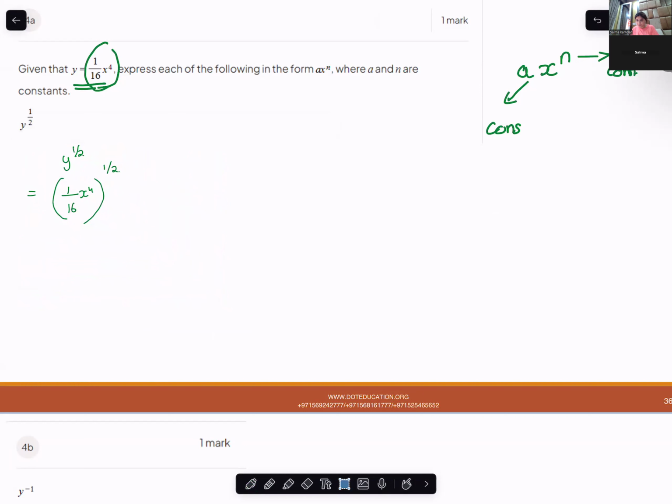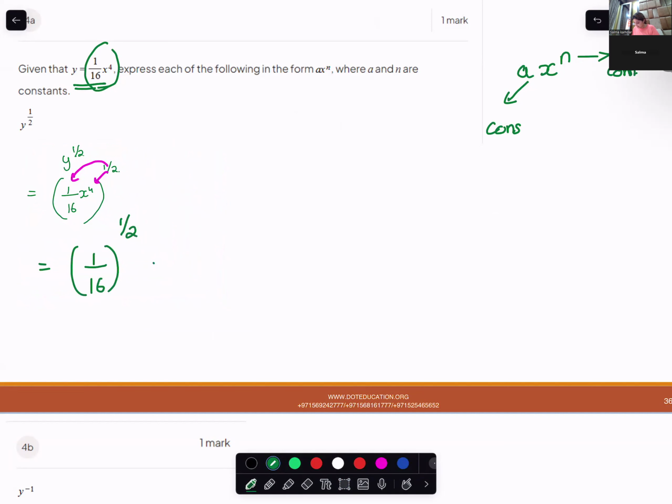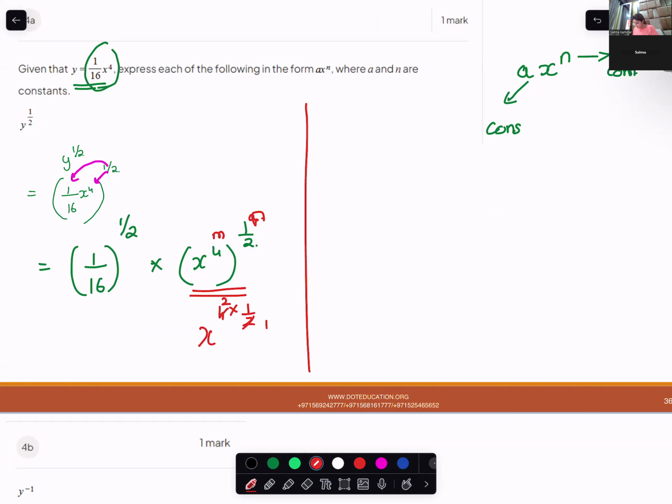The half would go to both the things. This half over here will go to 1 by 16 and this half will go to x^4 also. So it becomes 1 by 16 raised to half multiplied by x^4 raised to half. Let's deal with this part first. a raised to m, raised to n, becomes a raised to mn. So this will become x raised to 4 into 1 by 2. So this becomes x squared.